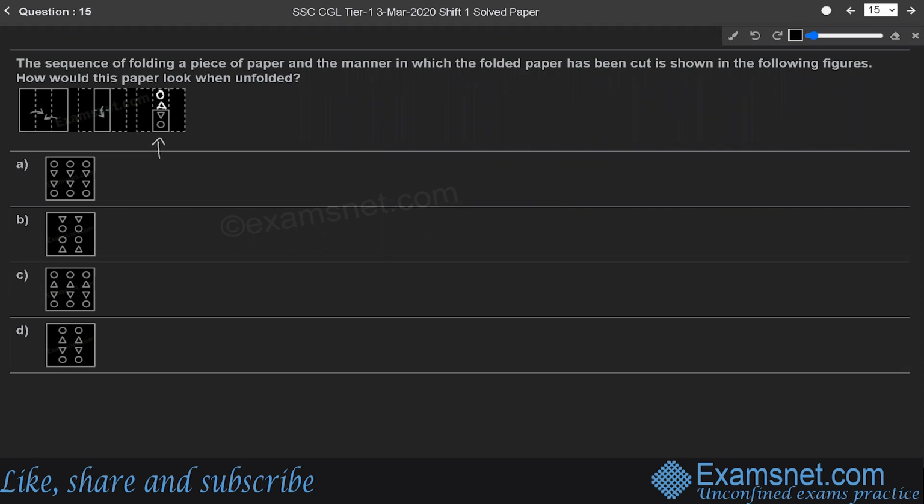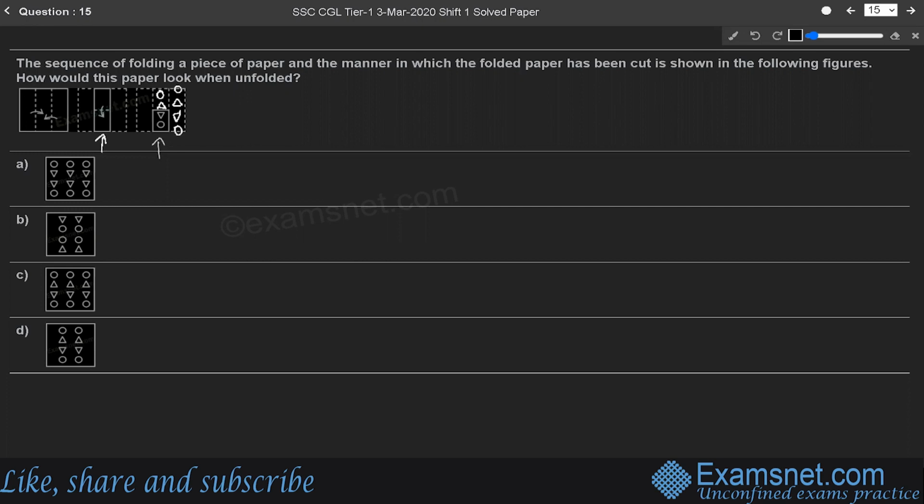Then again, undoing the thing. See, now we have reached the second picture. We have opened this middle section. Now we have to open the right part. When we open the right part, the same triangle will be formed here and the same circle will be formed here. Then the same triangle will be formed here and the same circle will be formed here.